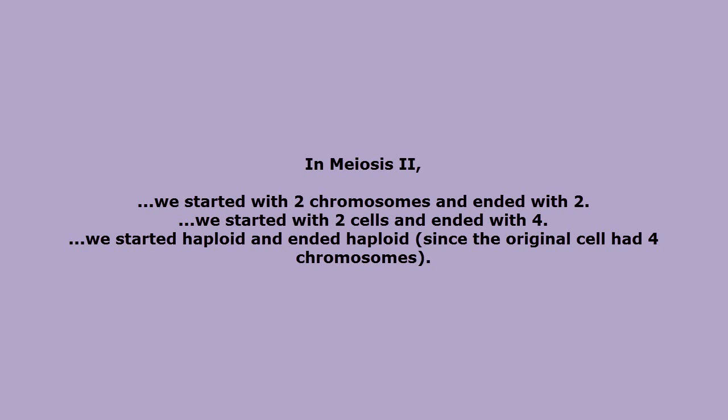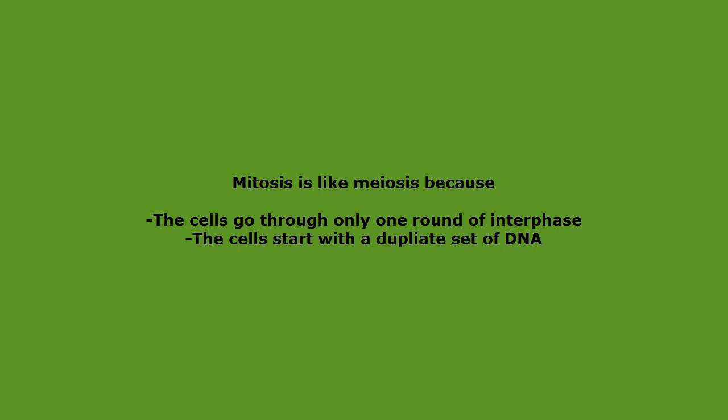Looking at meiosis II only, we started with 2 chromosomes and ended with 2. We had 2 cells, now we have 4. We started haploid and we're still haploid because we had half of what the first cell had at the beginning.